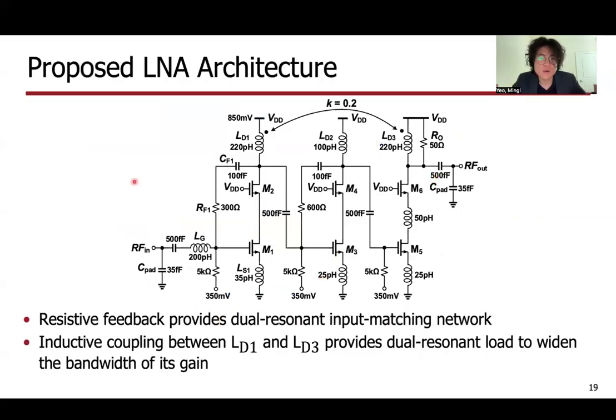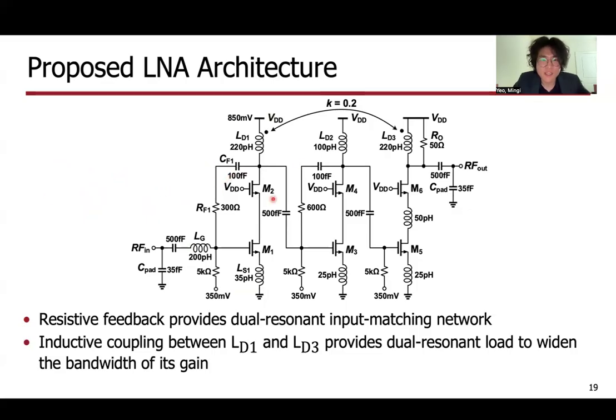Here is the schematic of our proposed LNA. We have opted for a three-stage single-ended architecture as it shows a good balance between obtainable gain, bandwidth, and power consumption. To first explain the techniques that we have used in our schematic, we have used the inductive degeneration technique down here, and also the resistive feedback technique. By using two input matching techniques, we are able to obtain broadband dual resonant input matching to extend the bandwidth of our input matching.